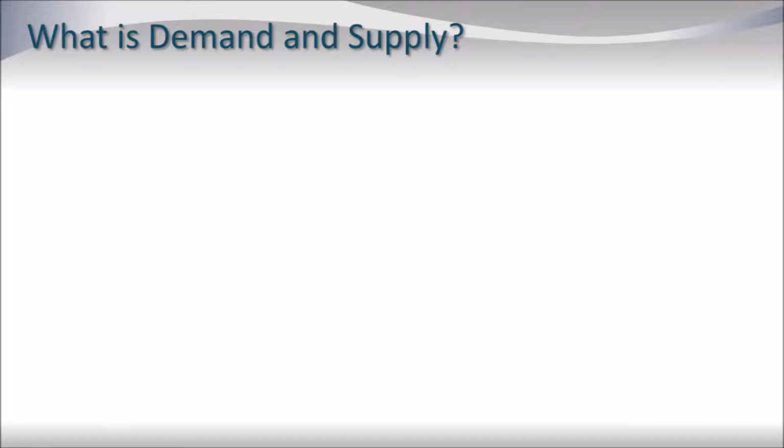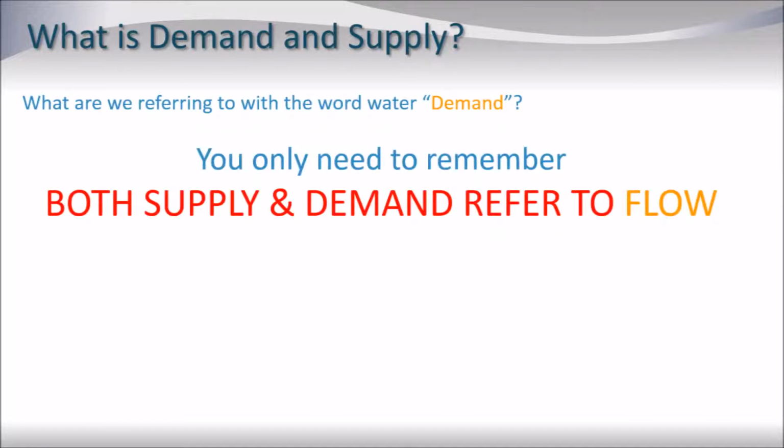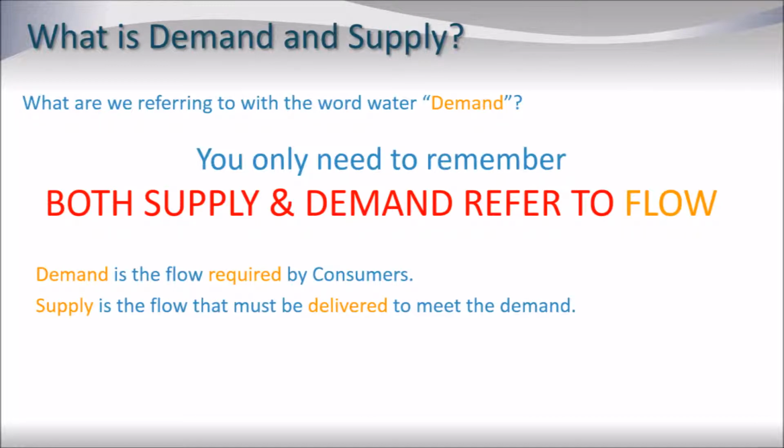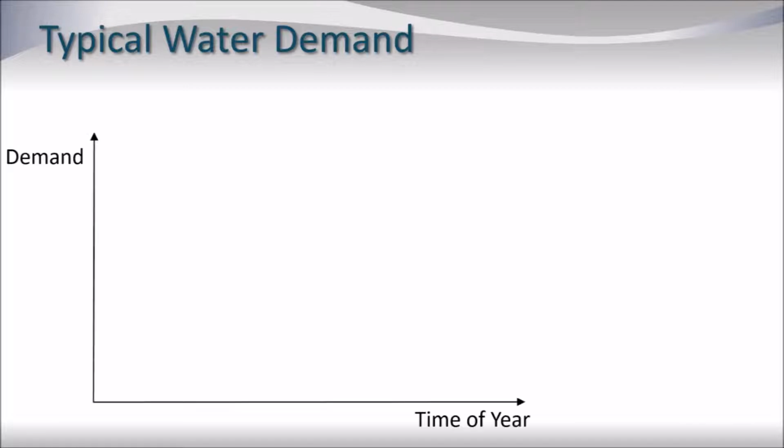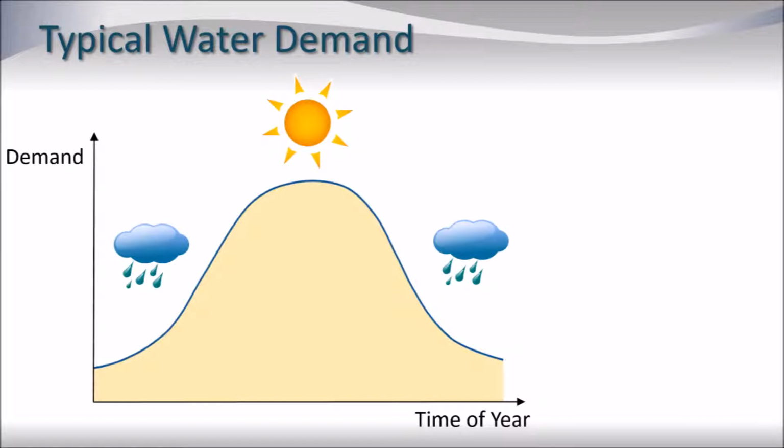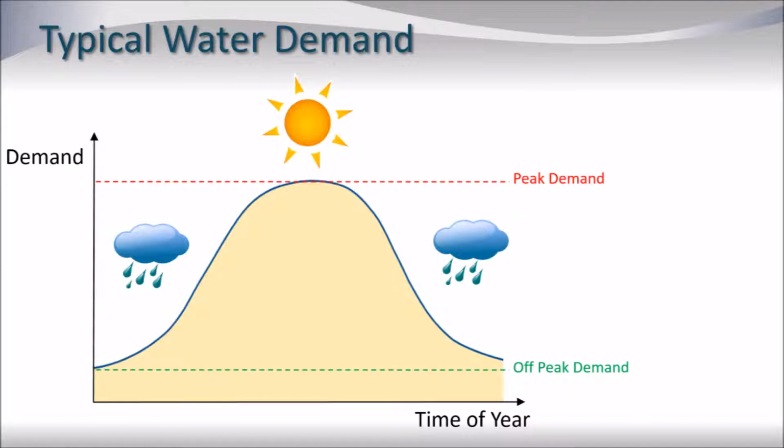And what are we referring to with the word water demand? Well, we only need to remember that both supply and demand refer to flow. Demand is the flow required by consumers, and supply is the flow that must be delivered to meet that demand. Water demand occurs over longer time periods than electricity, and it's very seasonal. Depending upon the particular climate of an area, off-peak demand could occur during the rainy season, and peak demand could occur during the sunny, dry season.